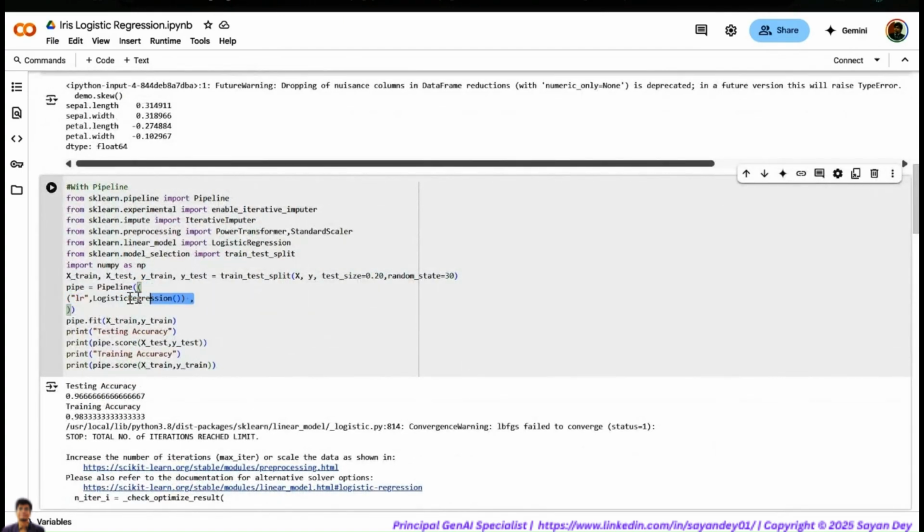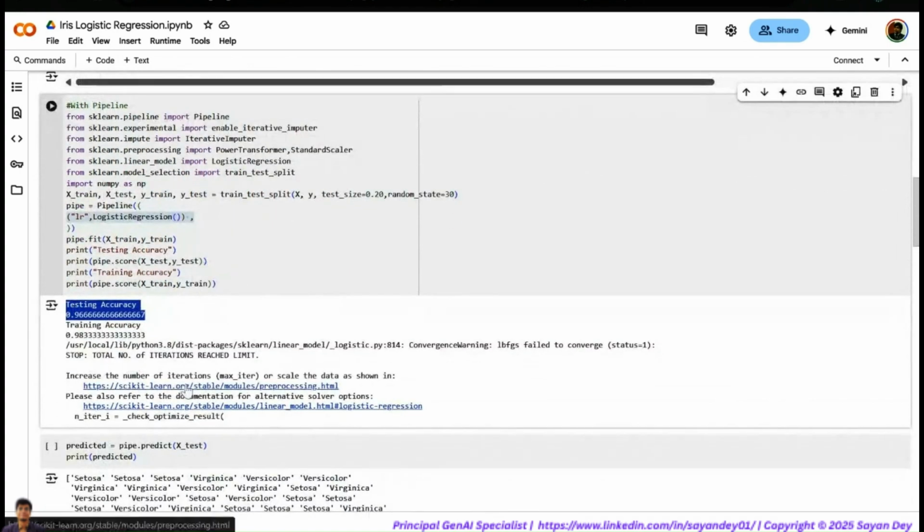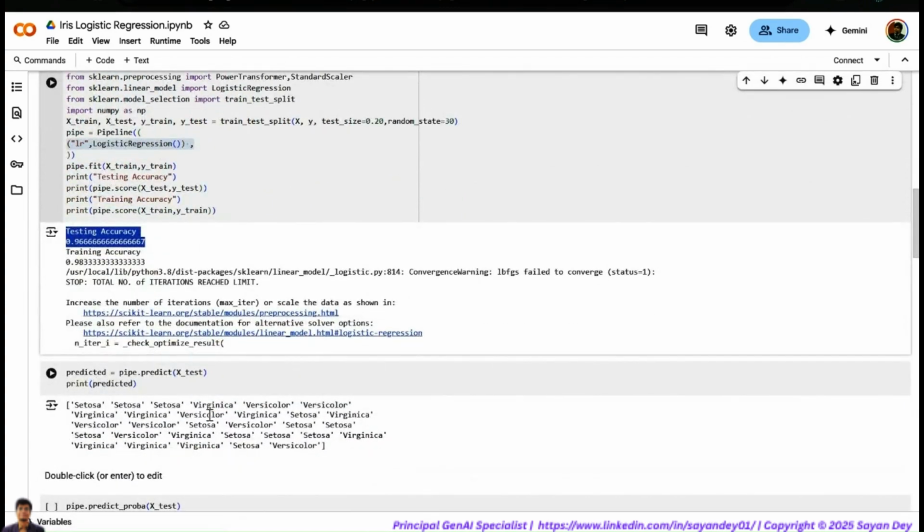I'm sticking to a basic logistic regression model, and I'm getting close to 96.67% accuracy. The answers can be different, and the reason why the answers are different is because some of you would have taken a different train test split. Your ratios would have been different. So if you're using a different training data, a different testing data, you will get a different answer.